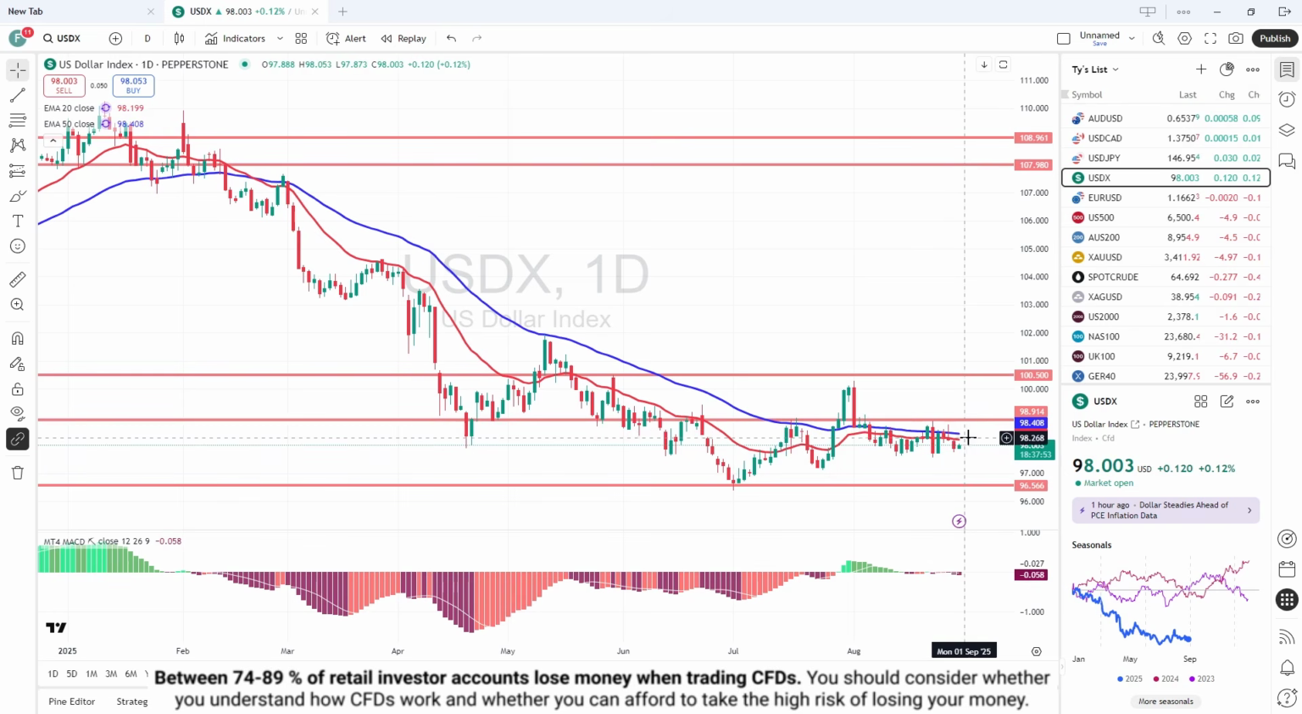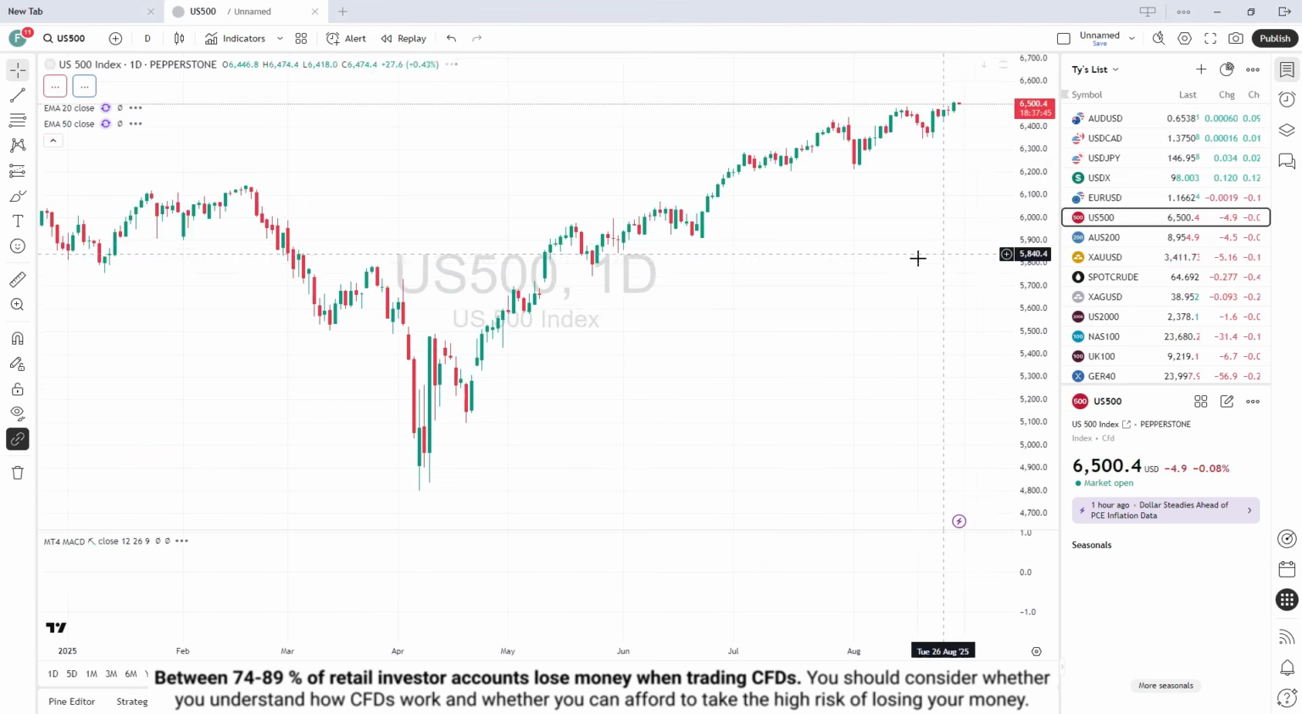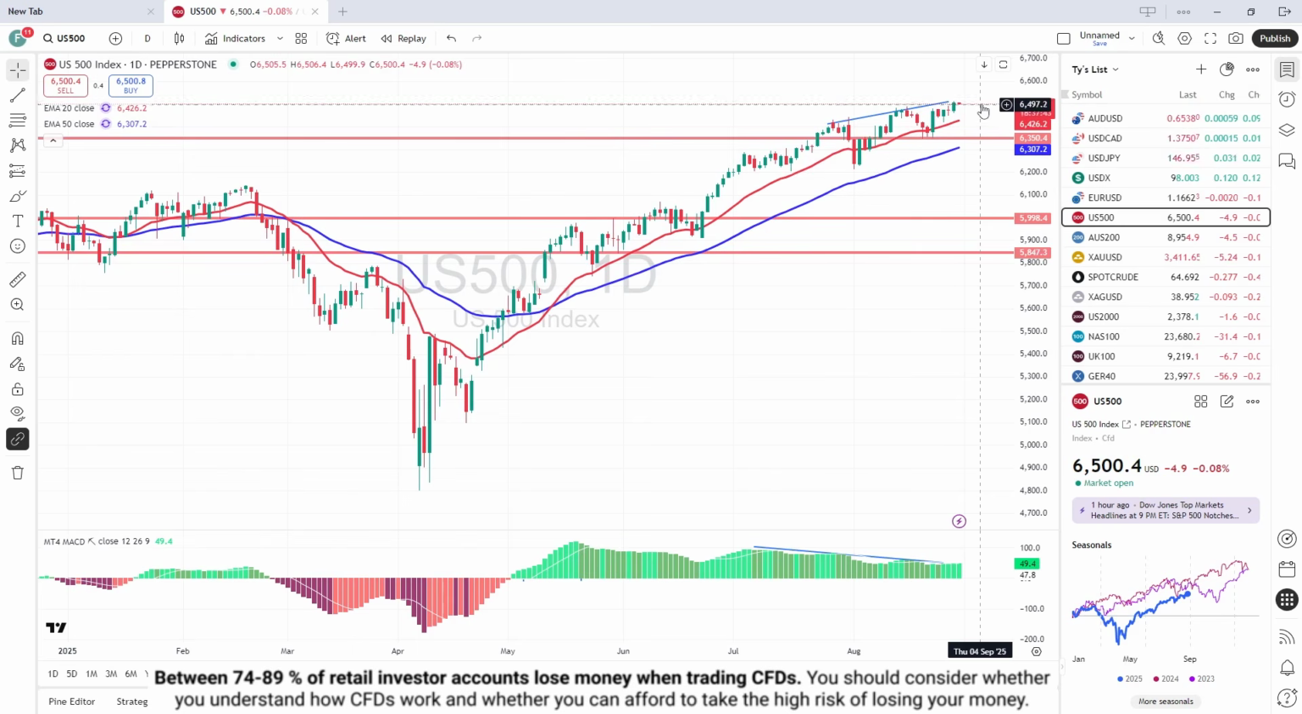So it's going to be a very interesting watch, but we do need to be trading above the 98.50 before we start to get excited about going long on this one. We'll move over to the S&P. Speaking of the US markets, you can see that we've effectively made another new high.